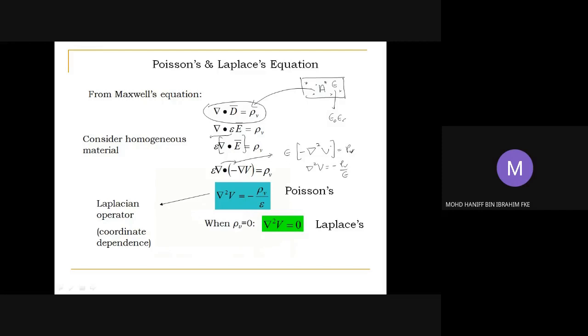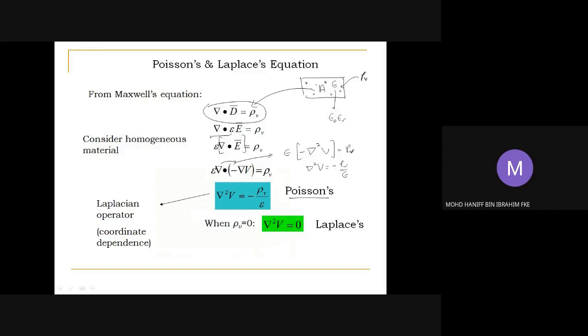From these equations, we can define two possibilities. The first is if we consider that the region A does have a charge, that is, a volume charge rho V exists inside the region A. Then this region A can be represented by Poisson's equation, given by del squared of V equals negative rho V over epsilon.